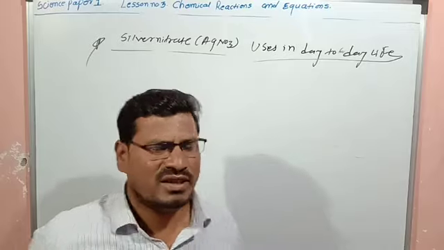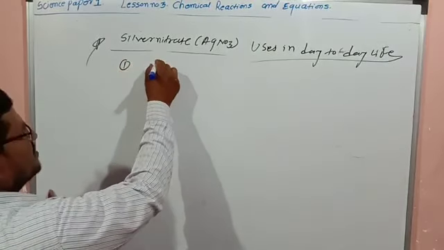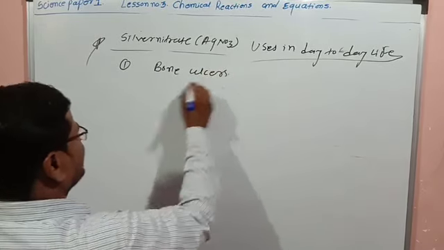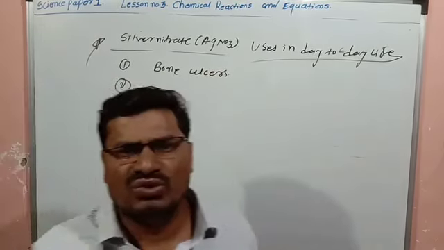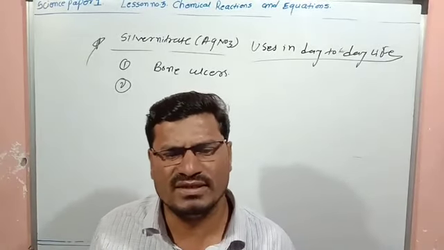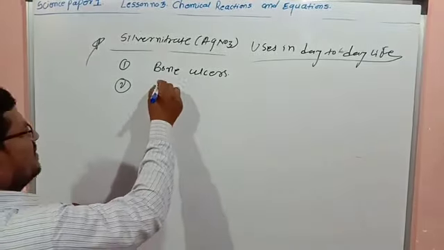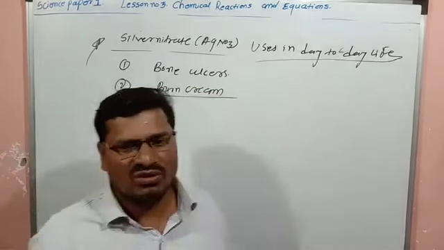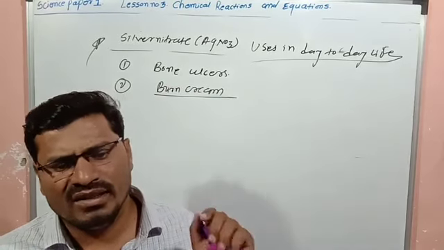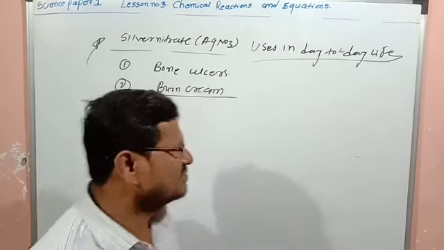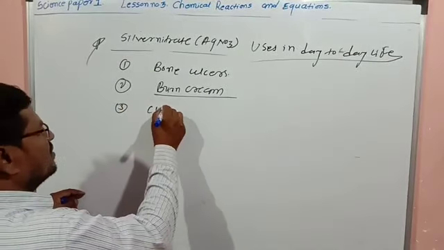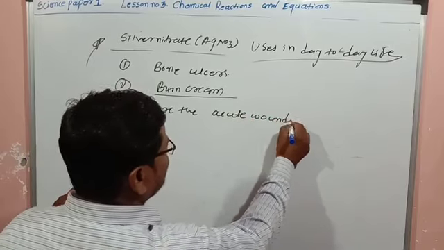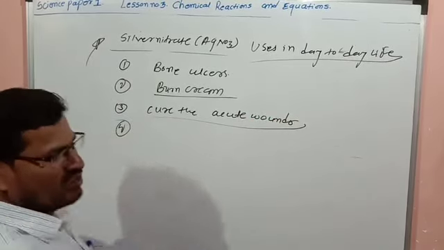So the first thing is, silver nitrate is used to cure or treat bone ulcers. Second, silver nitrate is used in burn cream. Again, it is used to treat wounds, to cure acute wounds. Small wounds will be cured with this.